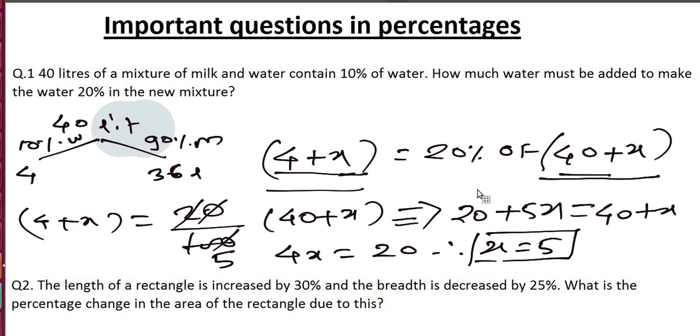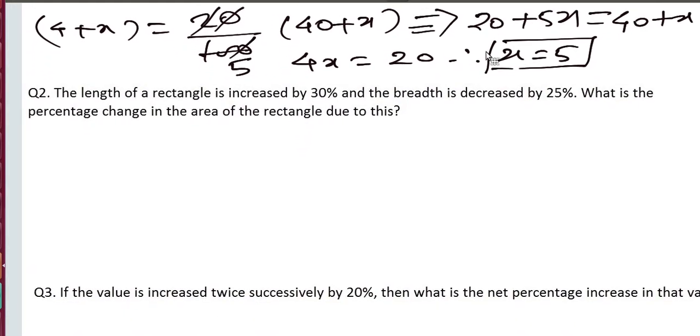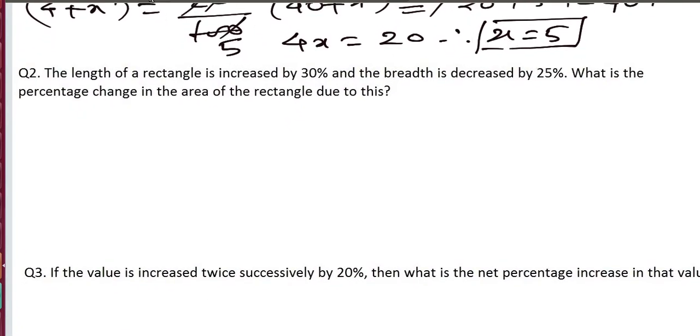Let's see the other question. The length of a rectangle is increased by 30% and the breadth is decreased by 25%. What is the percentage change in the area of the rectangle due to this? This question can be solved by using successive percentage change. Area of the rectangle is equal to length into breadth. So length is getting increased by 30% and breadth is getting decreased by 25%. So what is the overall change in the area?